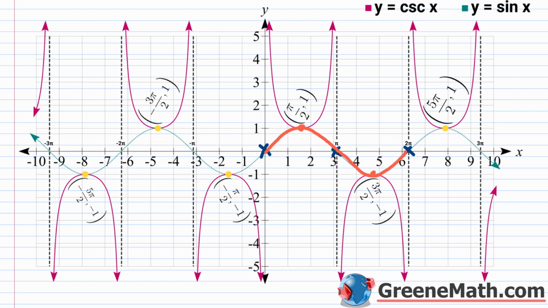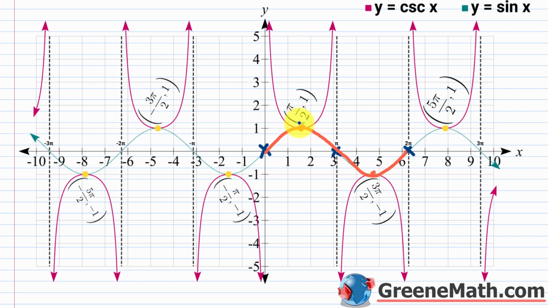Again, notice that when you look at this, your maximum point on the sine graph is going to give you a local minimum on the cosecant graph. And then notice that your minimum point on the sine graph is going to be a local maximum on the cosecant graph. So the hill becomes a valley, and then the valley becomes a hill.